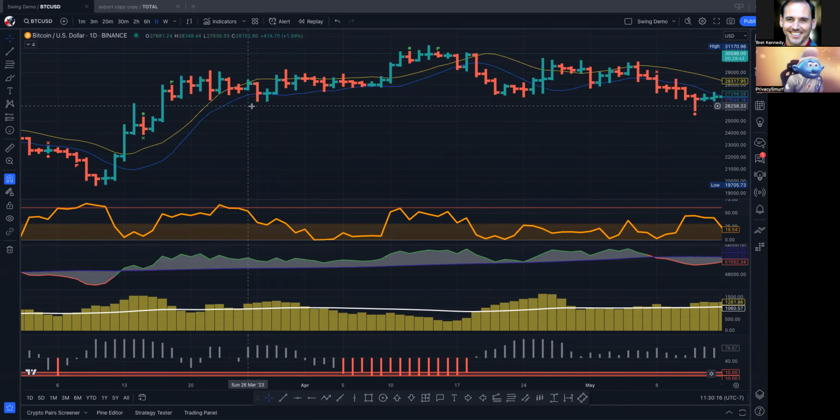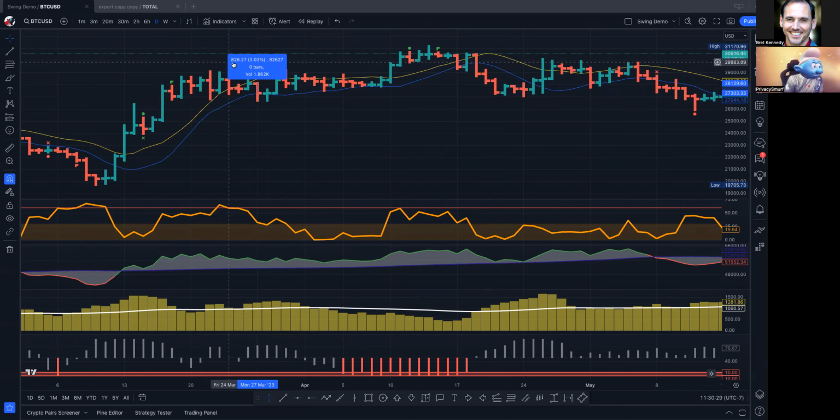Let's say that we can measure real quick. The candle here to up there was $826. So essentially you're adding 1,652 to this entry price, and that will be your second target.